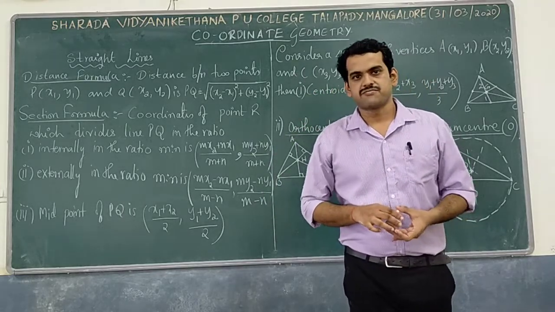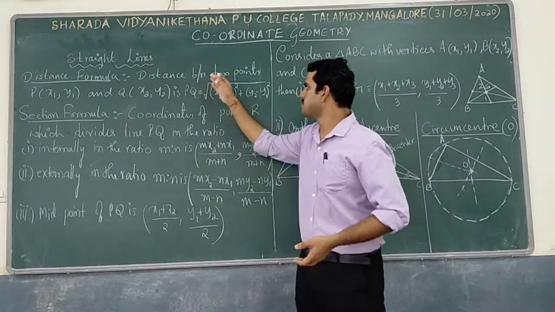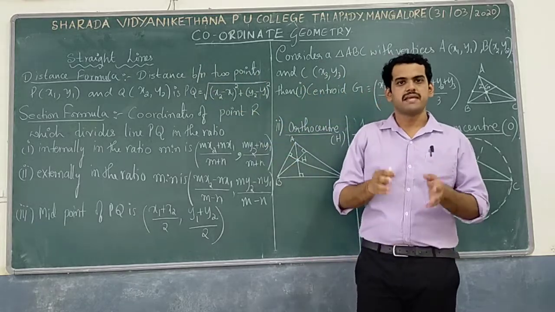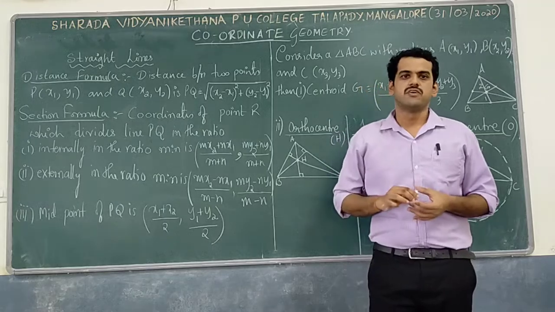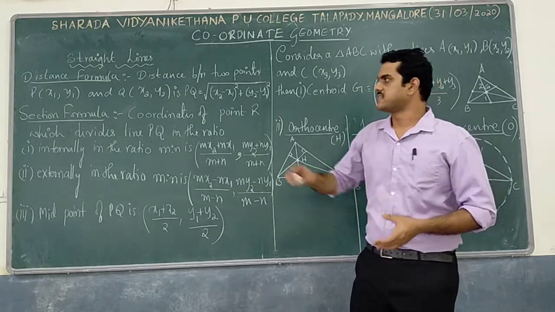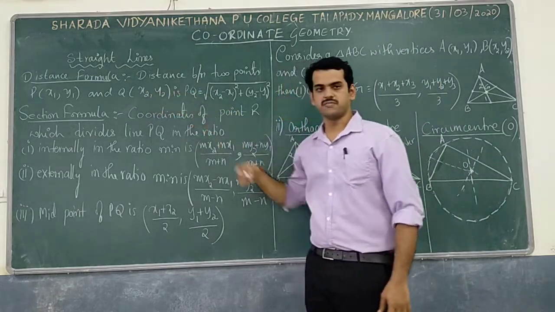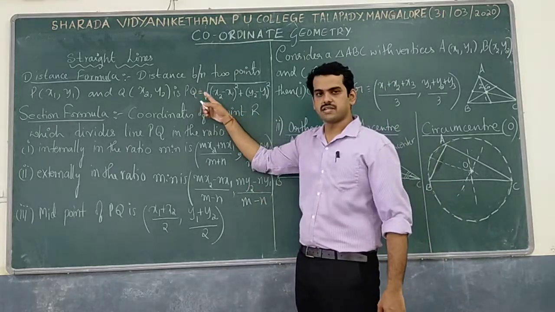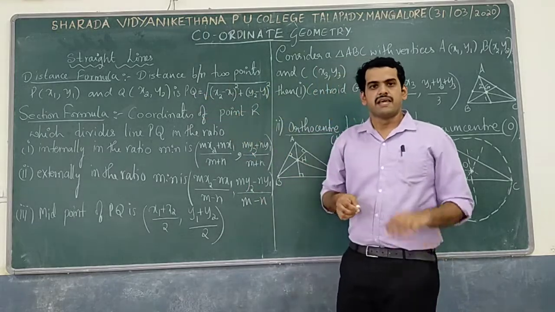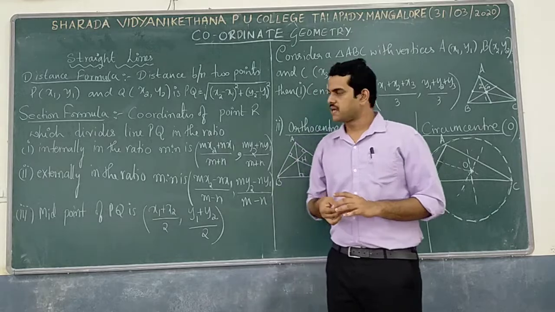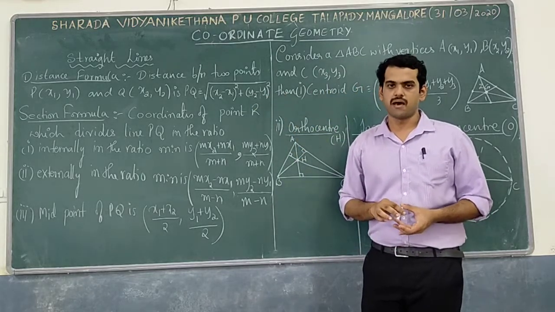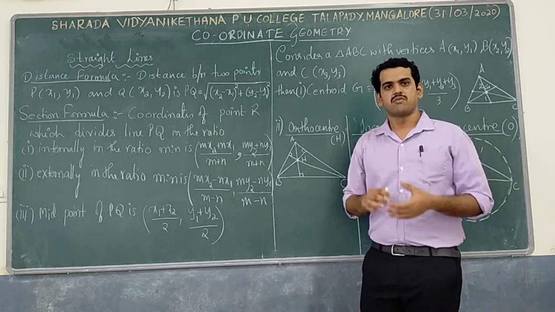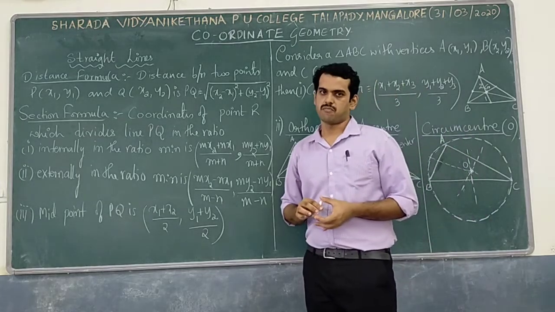In case of distance formula, if we take the distance between 2 points, if we consider P with the coordinates x1, y1 and the coordinates of Q, x2, y2, then the distance from the point P to the point Q, that is given by PQ, is equal to the square root of (x2 minus x1) square plus (y2 minus y1) square. That is the distance formula. Then similarly, there is one more important result, that is the section formula.